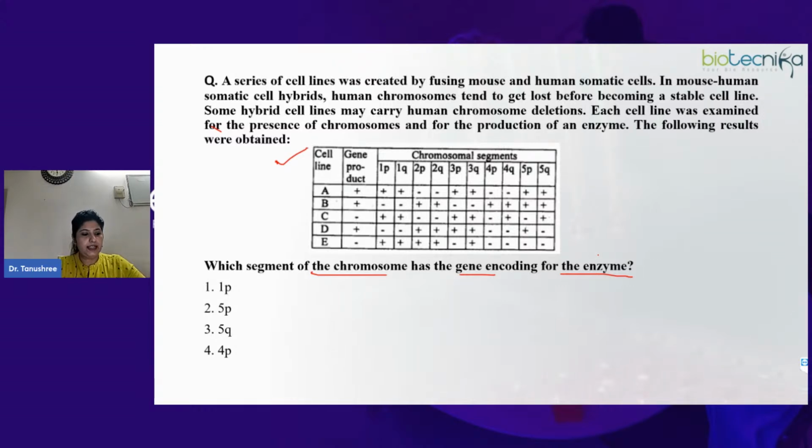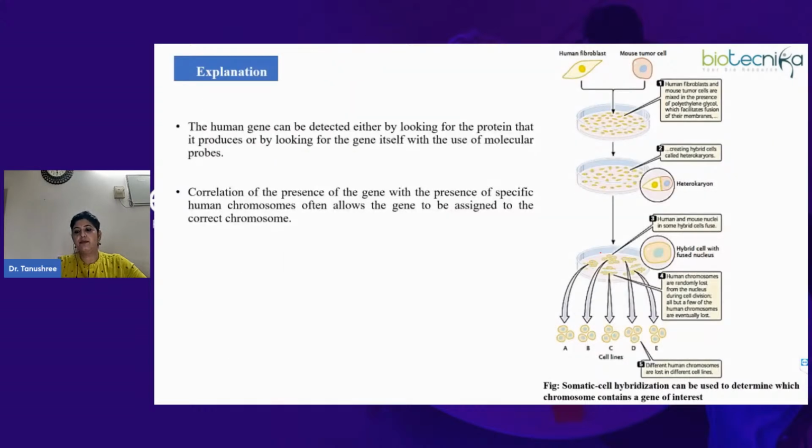Fine. So let me just tell you in brief about somatic cell hybridization. When you fuse two different types of cells, like human fibroblast and mouse tumor cells, these are cell lines, grown from single cells in a media and maintained for a particular time period. So what are cell lines? These are populations of cells which are maintained for a particular time in a suitable media. Here human fibroblast and mouse tumor cells are mixed.